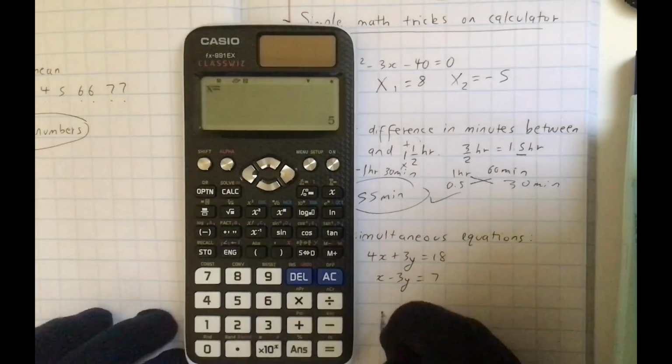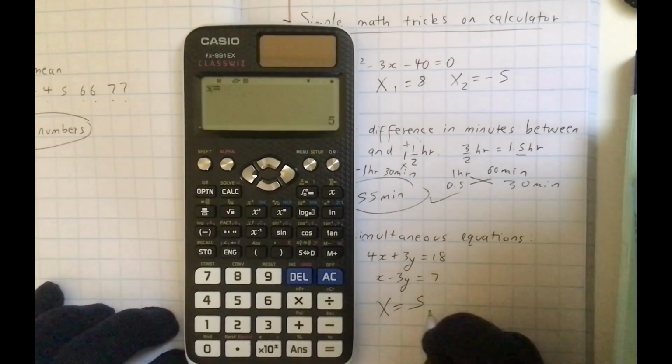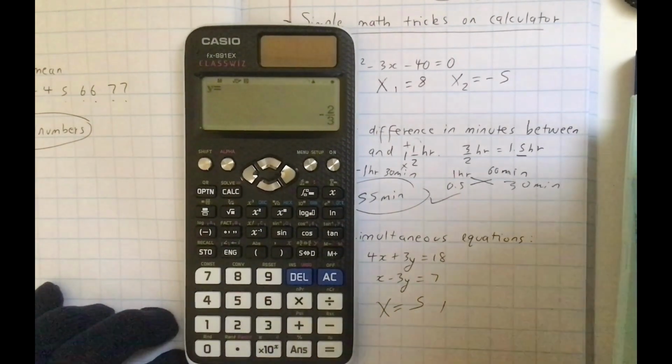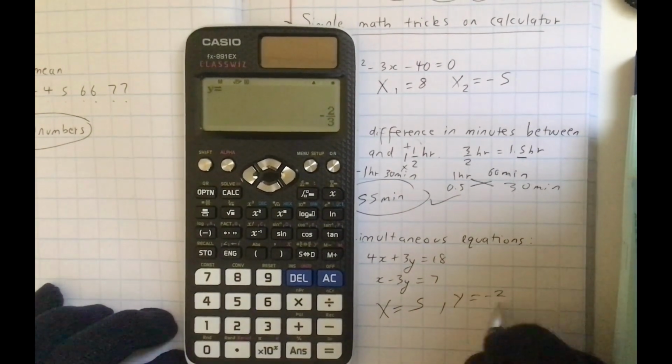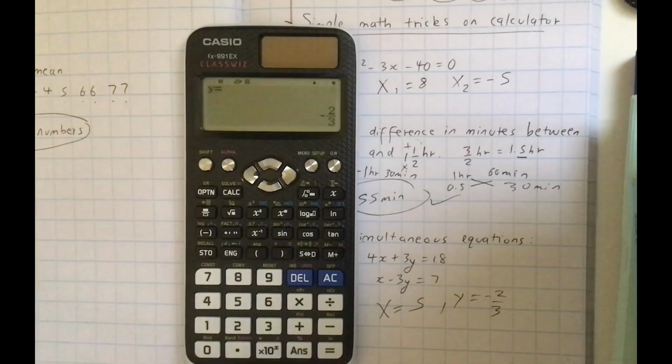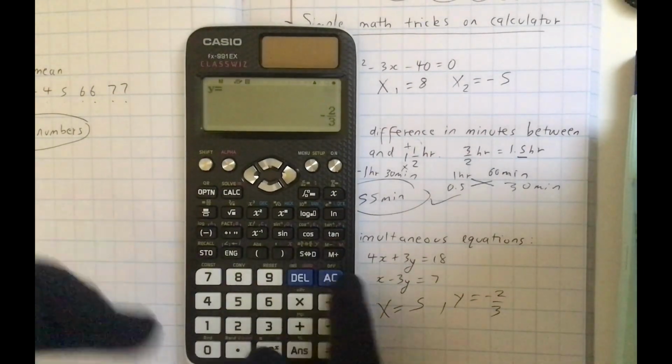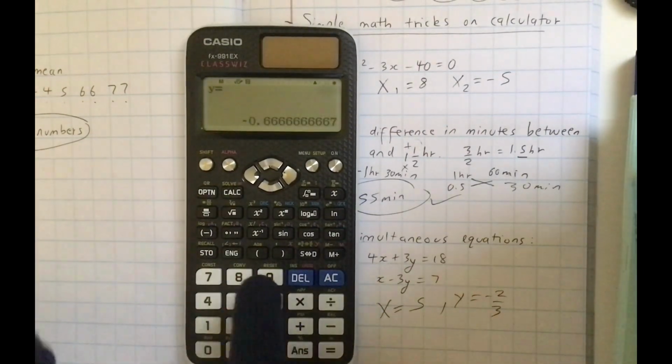You will be getting a value for x on the calculator, that's 5, and a value for y, that is minus 2 by 3. If you want to make this into a decimal, just click S to D, I think this button here, and you get it in the decimal form.